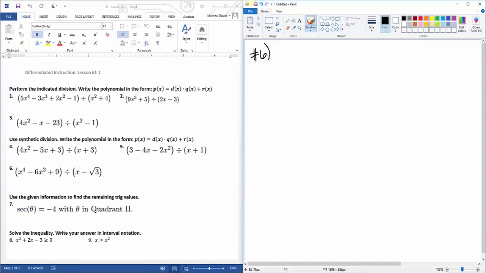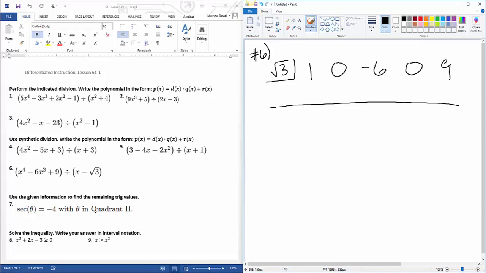All right, let's look at number 6. So for setting this one up for synthetic division, the radical 3 is what goes in the box. Just remember, because it's the 0, quote unquote. We don't know if it's actually 0 or not, but it's a way for us to interpret it. 1, there's no x cubed. I have my minus 6 for the x squared. I don't have an x, and then I have my 9.